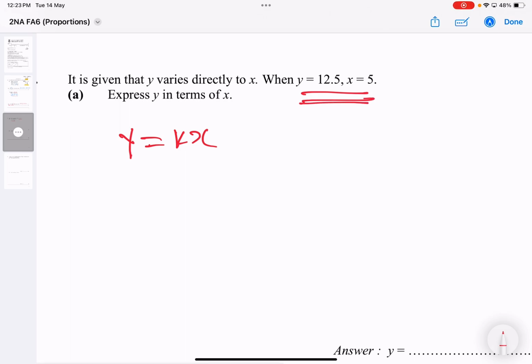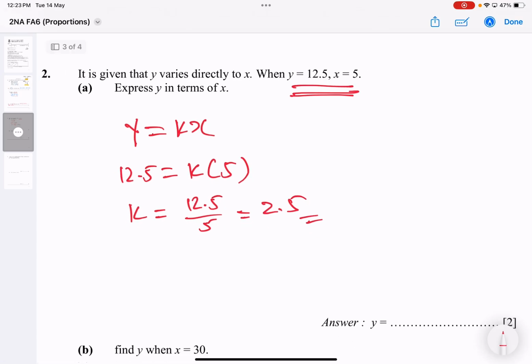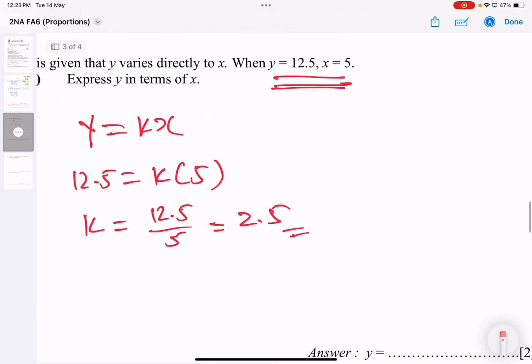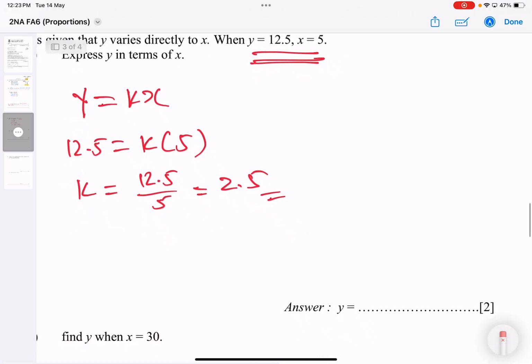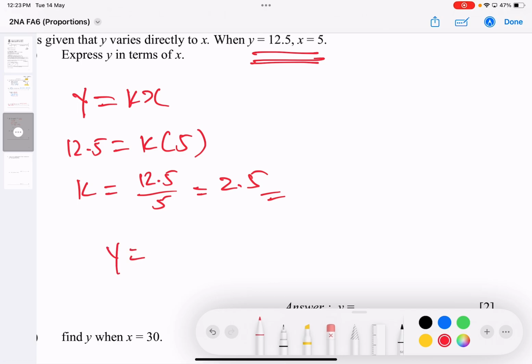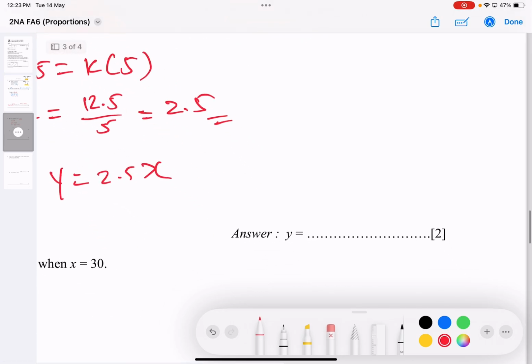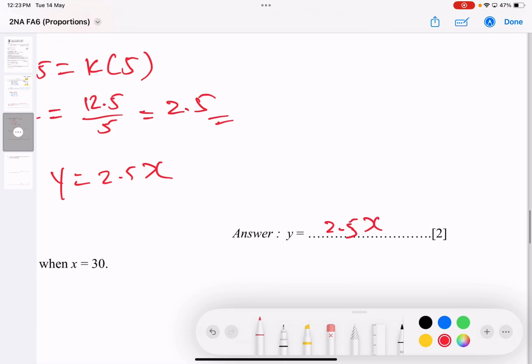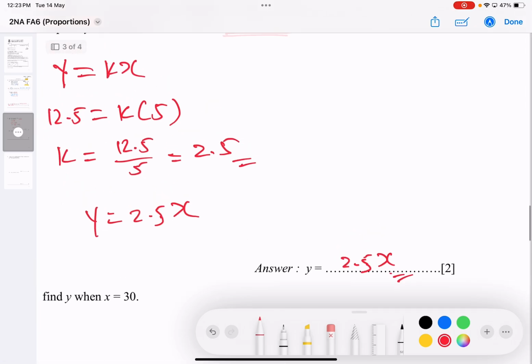And they give you these two pieces of information over here. Just substitute inside to find the value of k. So 12.5 is equal to k times 5. So divide by 5 on both sides. You get 2.5. So how do you express y in terms of x? Now that you know that k is 2.5, you should get y equals 2.5x. Okay, so this is the answer I'm looking out for.